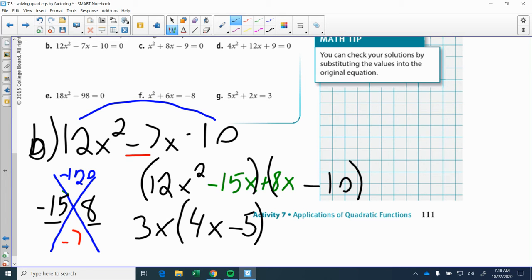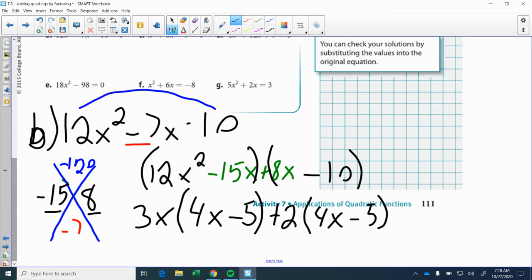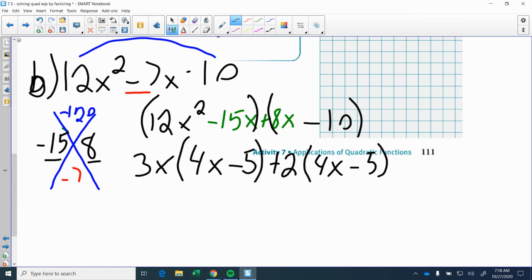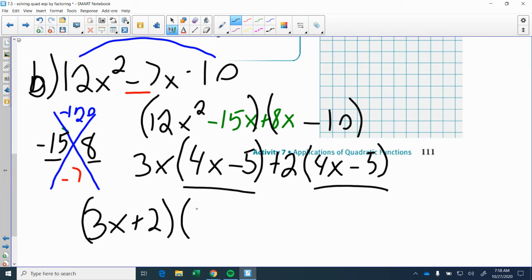Next one over here is 8x minus 10. Both of those have a 2 in common, so I'm going to take out a positive 2. This would leave me with 4x. 8 divided by 2 is 4. And the x can't be taken away, so I can just leave it. And then negative 10 divided by 2 is negative 5. We talk about every time, if these two match up, we know we have the correct equations. So right now I have the answer of 3x plus 2, my outside terms, times 4x minus 5.